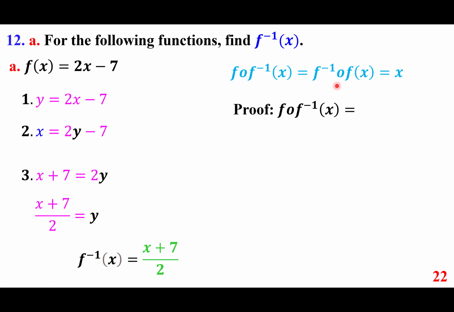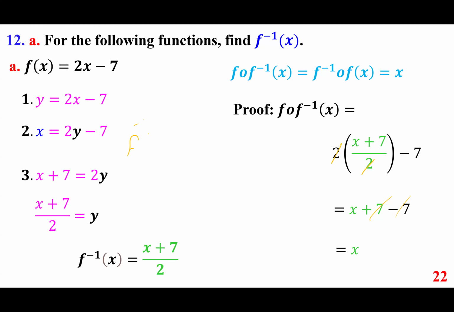So basically 2x minus 7 is f of x. We are going to replace the x with its inverse, f inverse. So we're going to replace the x with x plus 7 over 2, and obviously these two cancel each other. x plus 7 minus 7 is x. It is very straightforward. The other one is also fairly easy. So let's look at that one also.